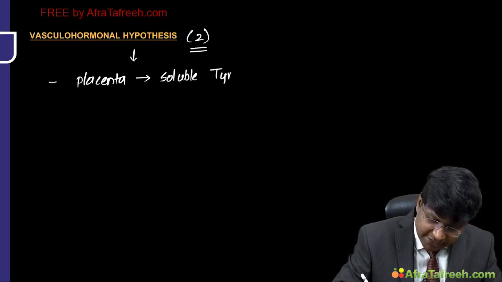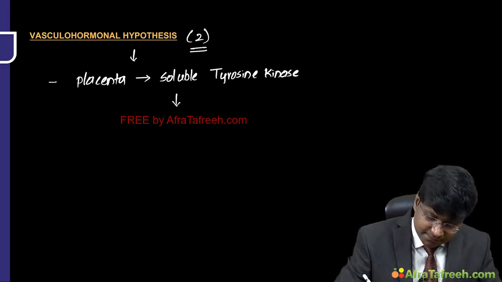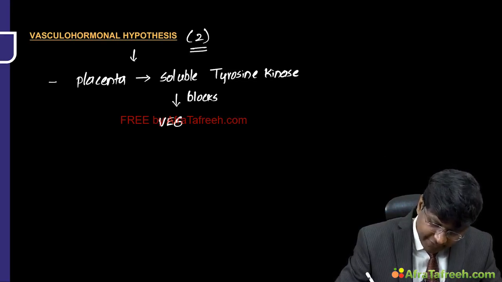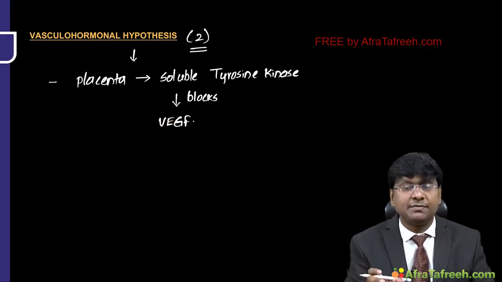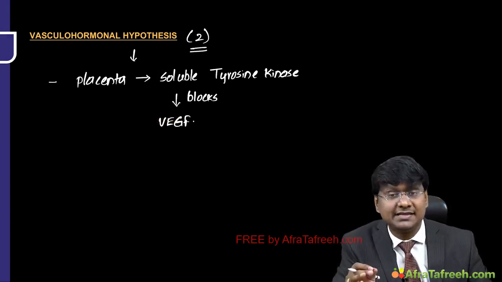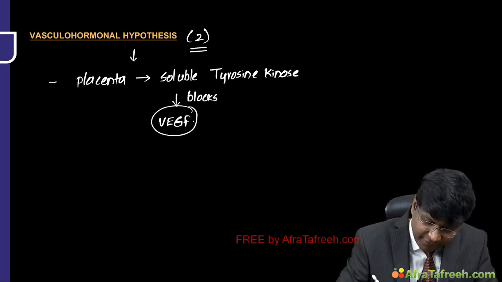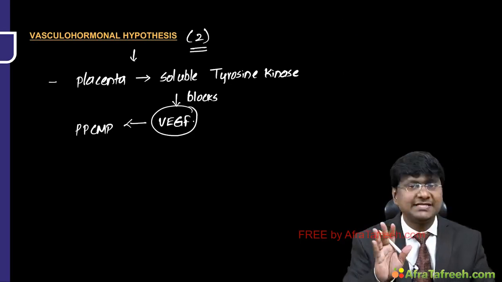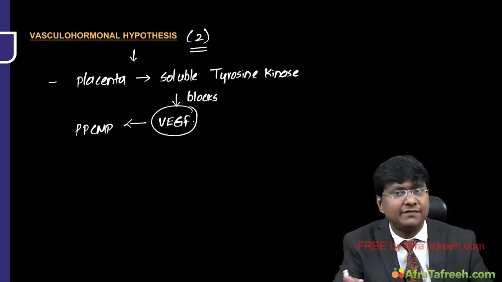Now this soluble tyrosine kinase, what does it do? It blocks vascular endothelial growth factor. Okay, so the second important factor is the one which is released from the placenta, which is soluble tyrosine kinase, that blocks the vascular endothelial growth factor. Now this vascular endothelial growth factor is the one which is responsible for the development of peripartum cardiomyopathy. So these are the two important vasculo-hormonal hypotheses which have been proposed for the development of dilated cardiomyopathy.